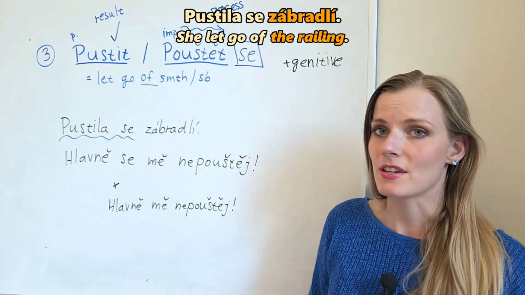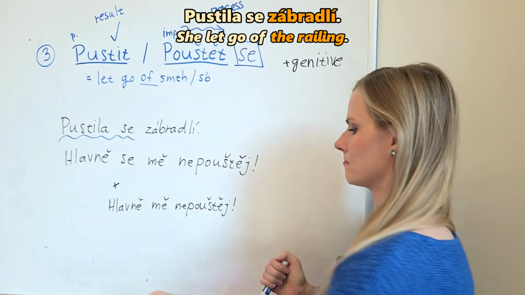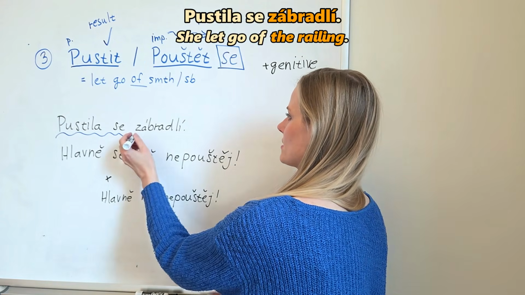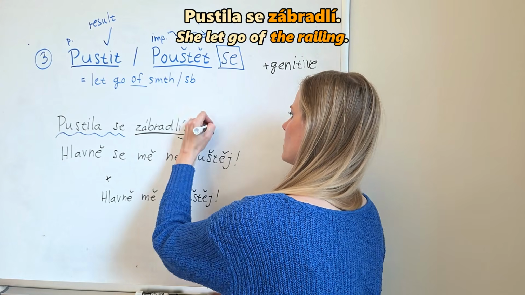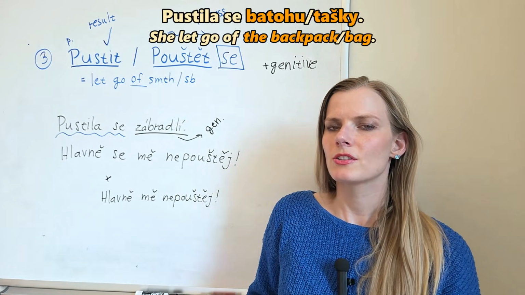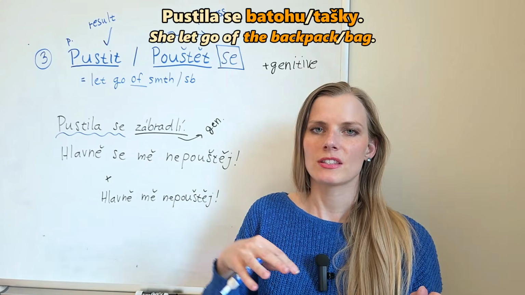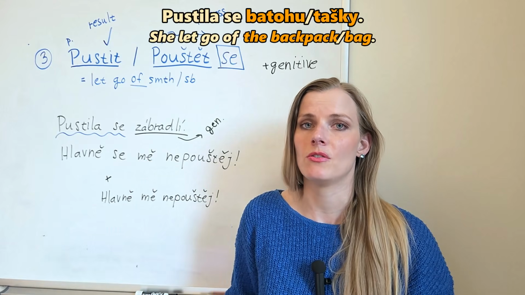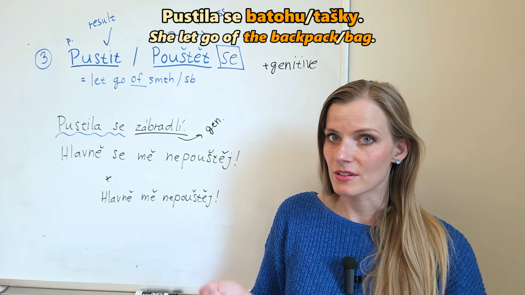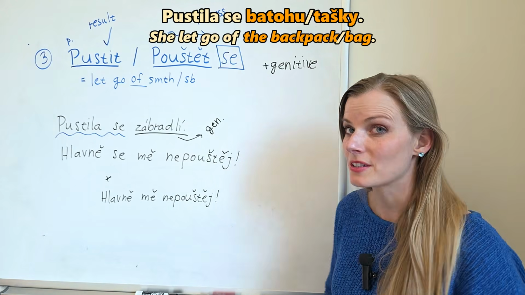Zábradlí is in the genitive case. Of course, you cannot see it. I don't have my orange color here, but this is the genitive case. You could also say she let go of the backpack. Pustila se batohu. Pustila se tašky. She let go of the bag. There you can see the genitive case more clearly.